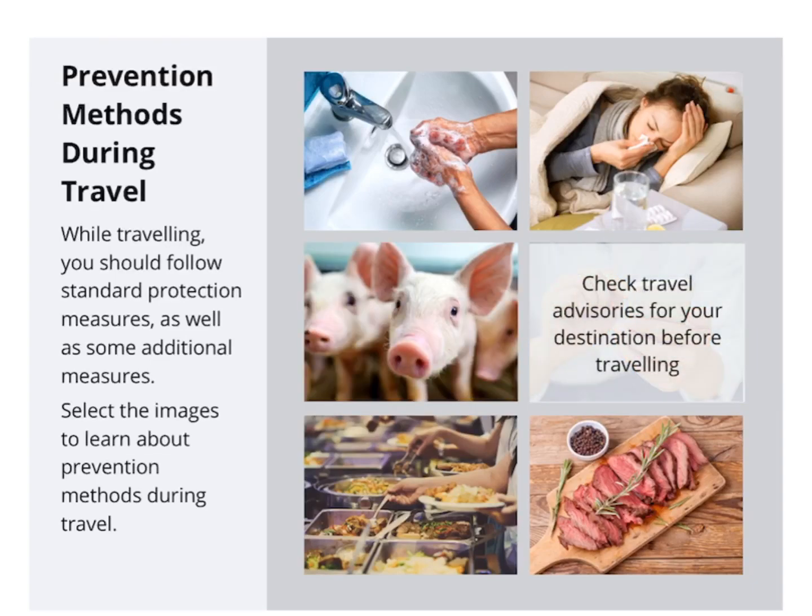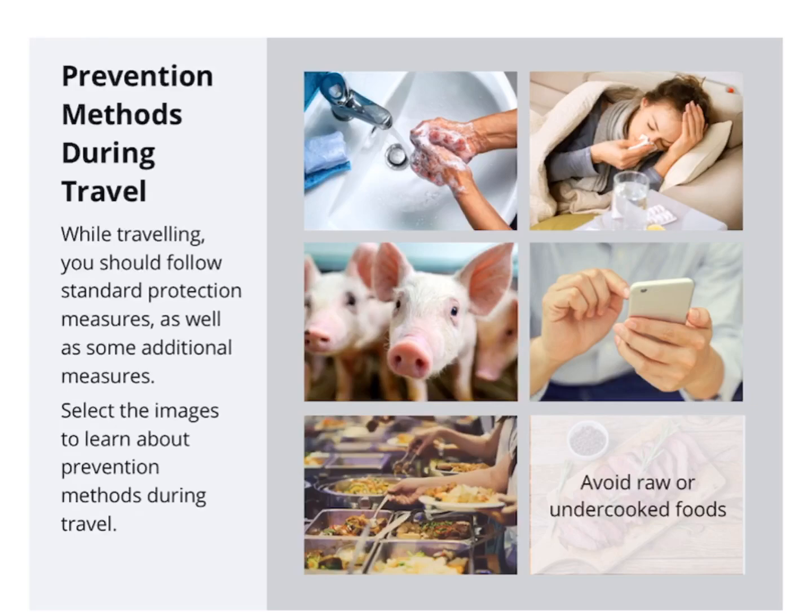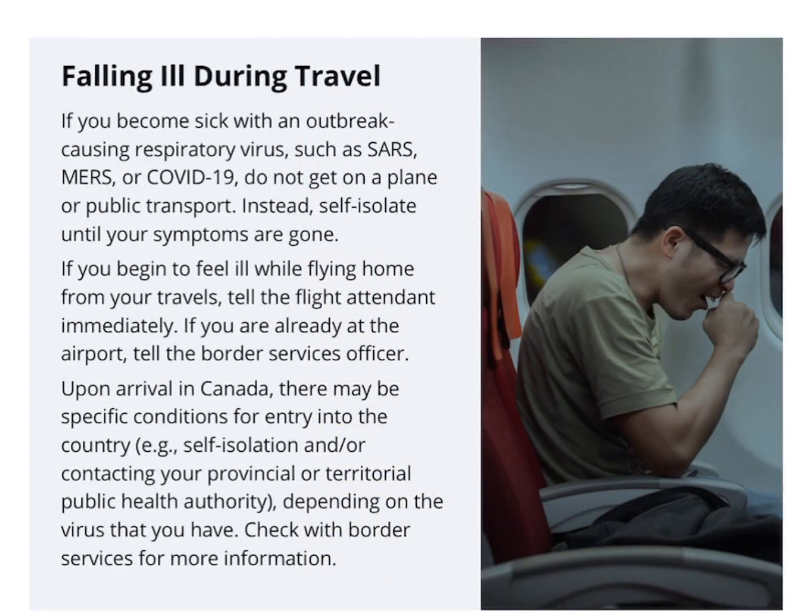Check travel advisories for your destination before traveling. Avoid buffets. Avoid raw or undercooked foods. If you become sick with an outbreak-causing respiratory virus, such as SARS, MERS, or COVID-19, do not get on a plane or public transport. Instead, self-isolate until your symptoms are gone.